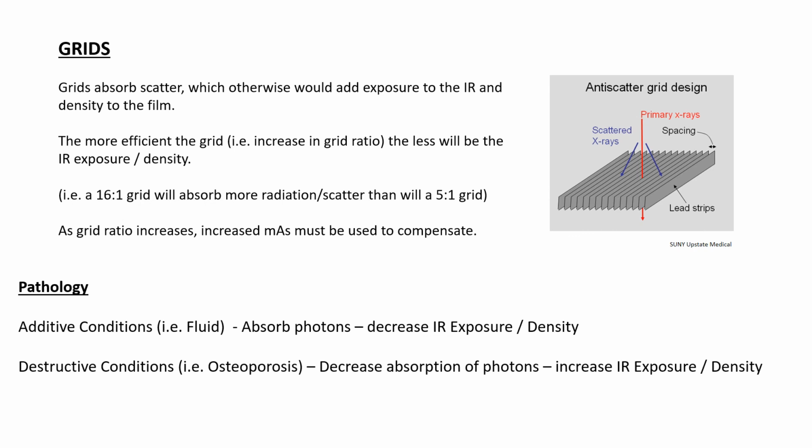And with destructive conditions like osteoporosis, this is taking away from the body. Like in osteoporosis, we're taking calcium out of the bones. This is going to decrease the absorption of the photons, which would increase your density. So if you have a patient and they have a destructive condition, you're going to have to make sure that you alter your technique because you have to realize then the photons are going to get through easier, right? So you'd have to decrease your technical factors.